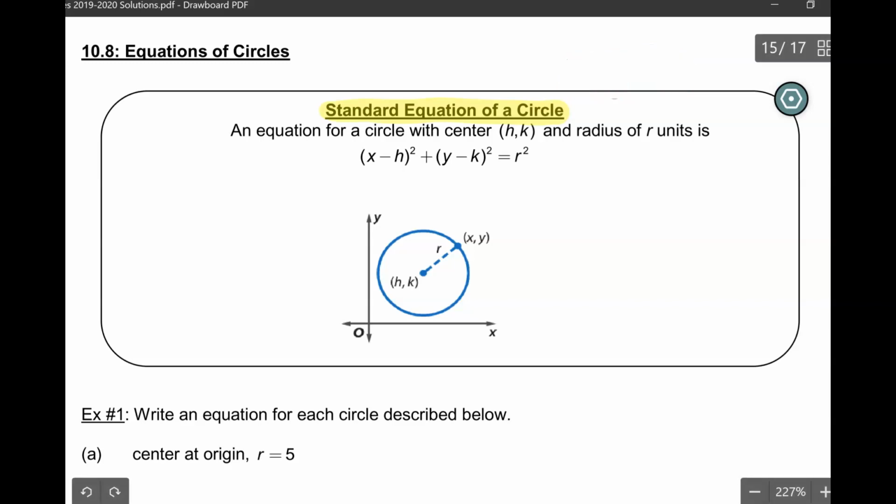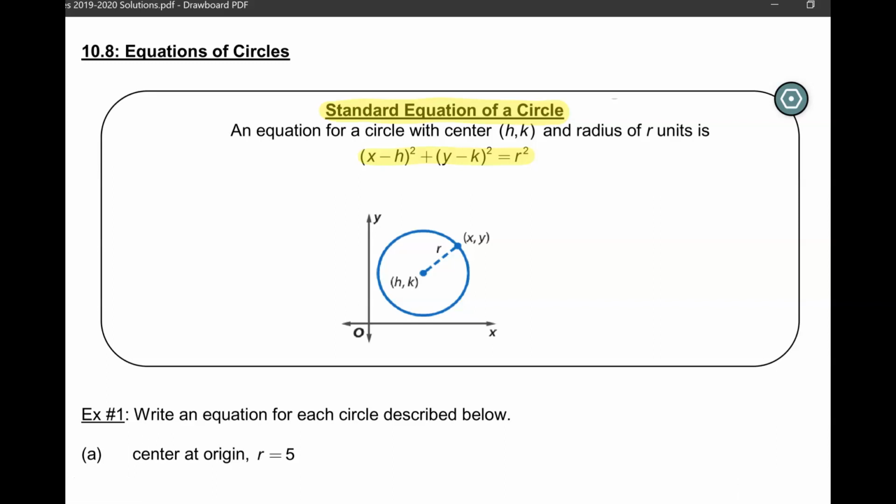When we have the equation of a circle, we'll always have an x and a y. And we have three parts that we need to remember: an x coordinate for the center, a y coordinate for the center, and the radius. Those are the three things. So here it is. I'll just highlight the whole thing. We use h and k for the center.